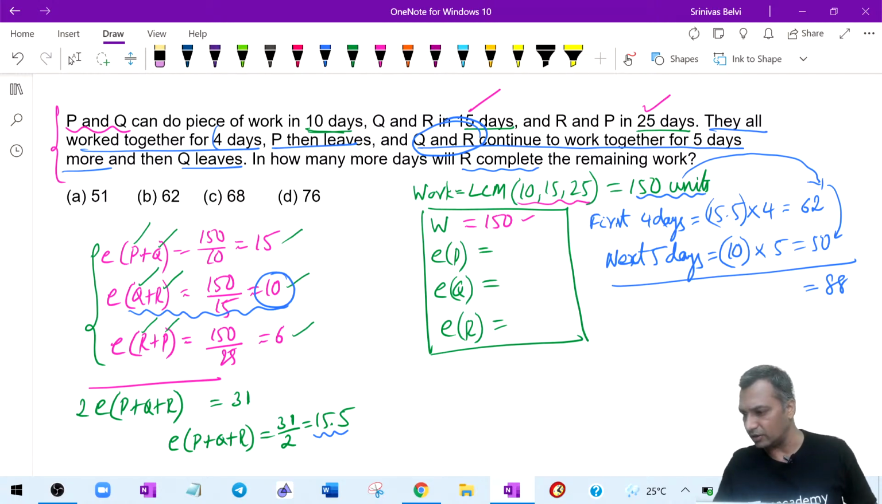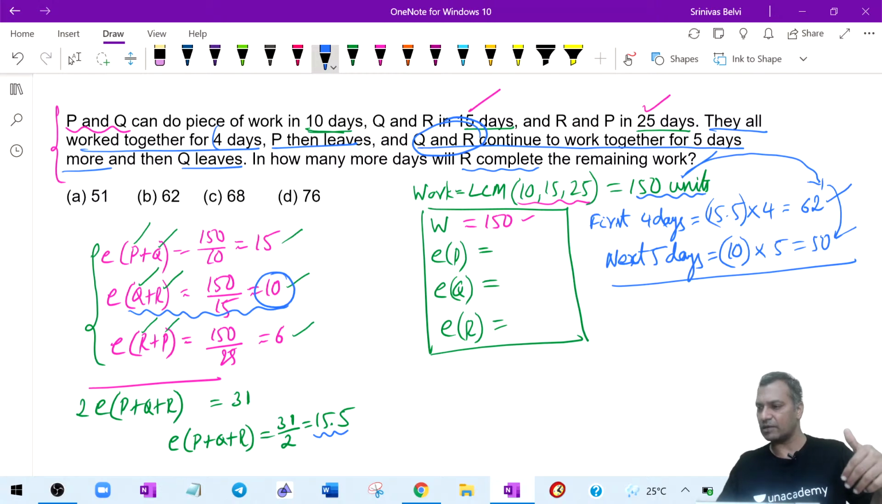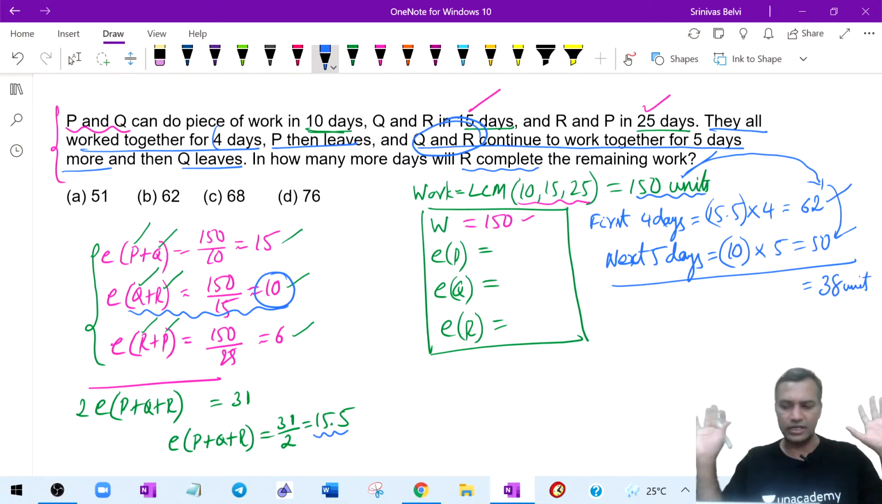Oh, sorry, hang on. Out of 150 units, 150 is correct, right? So 62 units are gone and another 50 units are gone, which is nothing but 112 units gone. I hope you are following this. 112 units are gone. Therefore, the remaining out of this is going to be 38 units. Fair enough, 38 units are left.